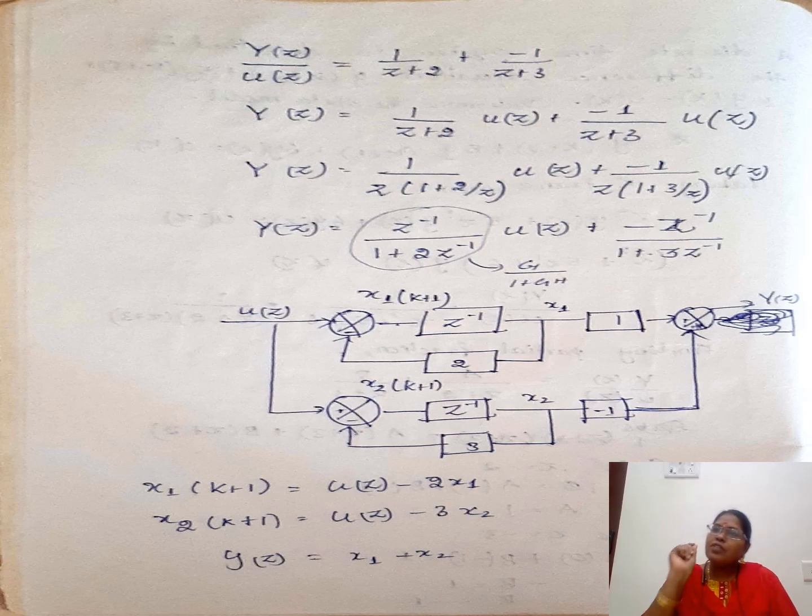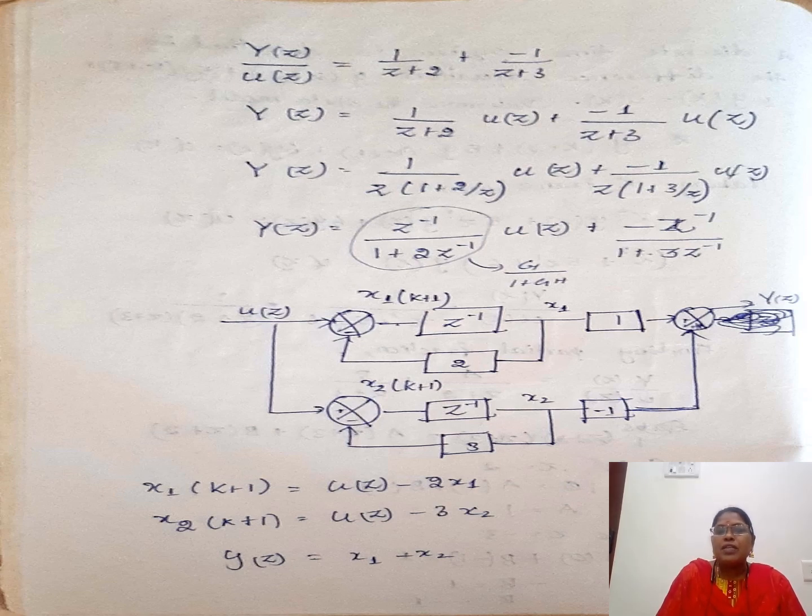So in a differential equation, you have to represent the first order derivative as x dot. Here you have to make it as x of k plus 1. The k plus 1 represents the first order. If you put k plus 2, that represents second order. So I can write this as x1 of k plus 1 and this is x2 of k plus 1.